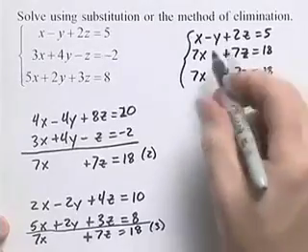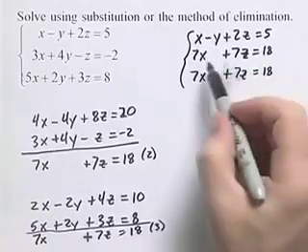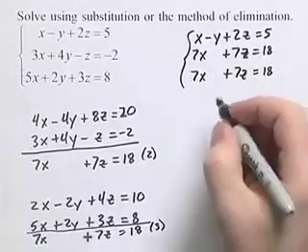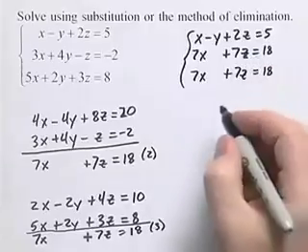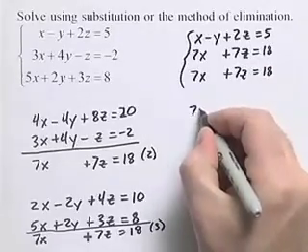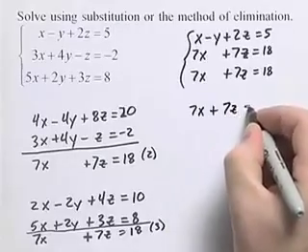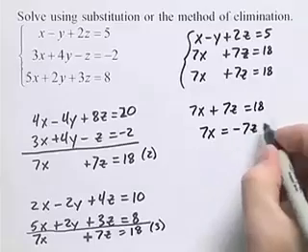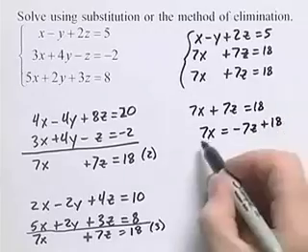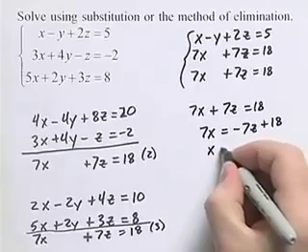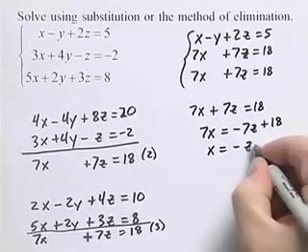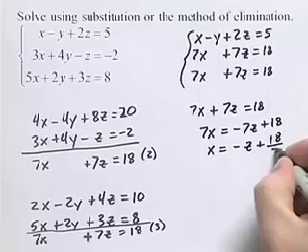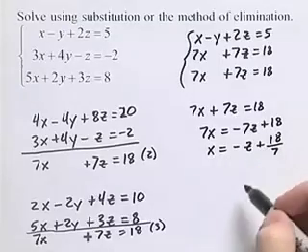We're going to determine the infinite number of solutions by solving this second equation for x and get it in terms of z. So we're going to have 7x plus 7z equals 18. 7x equals negative 7z plus 18. We're going to divide both sides by 7. So we'll have x is equal to negative z plus 18 sevenths. We've expressed x in terms of z. Now we need to get y in terms of z to complete our solution.